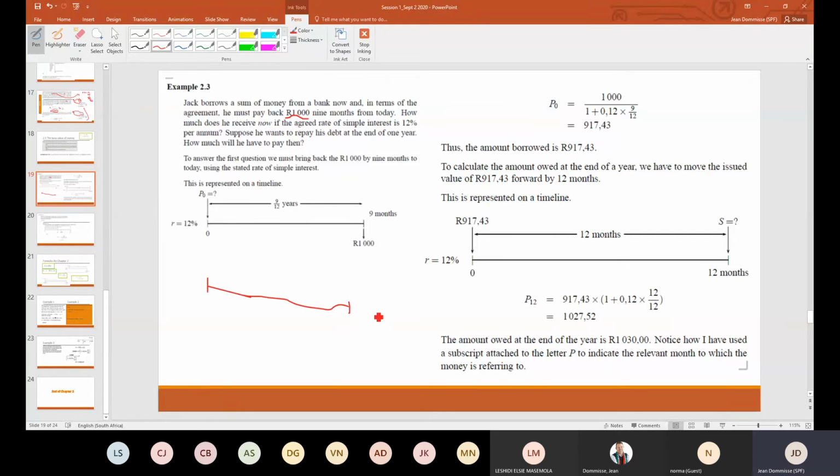That is supposed to be a straight line. Sorry, 9 months from now, he must pay back 1,000. So basically, we need to understand what is the present value. That is what we need to get out of this. So let's see, what do they give us? They give us the 12% simple. So let's just read the whole thing. Simple interest, so it's not a discount, it's simple interest. So it is 12%.